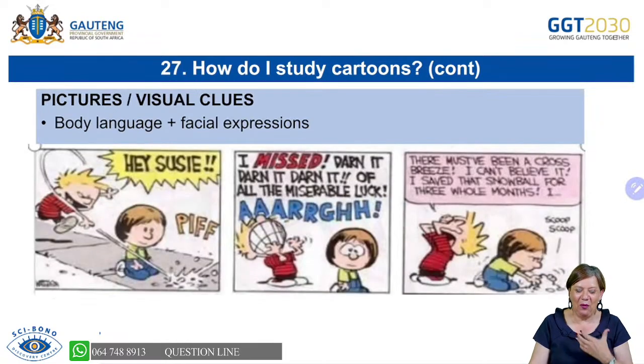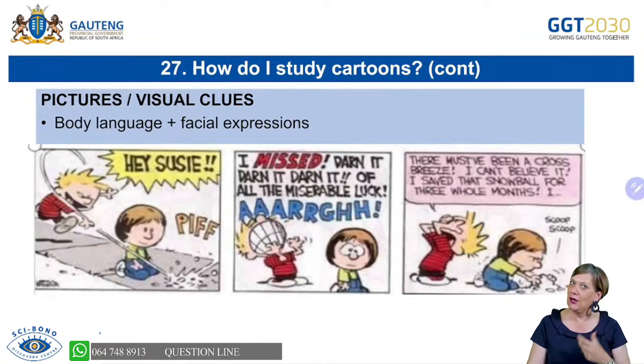And let's look at their body language and their facial expressions. Now, this is so gorgeous. If you look at the middle one, that's my favorite one, because you can really see how frustrated Calvin is when he misses Susie. I mean, he's keeping the snowball for 3 months in the refrigerator. Now he misses. All the fun is now gone.